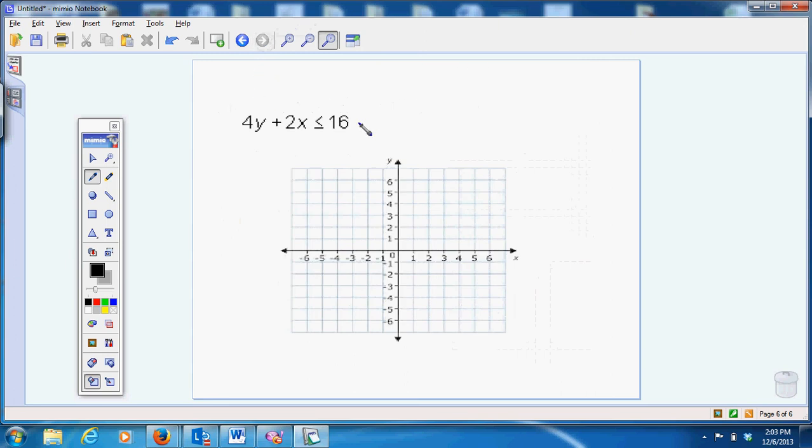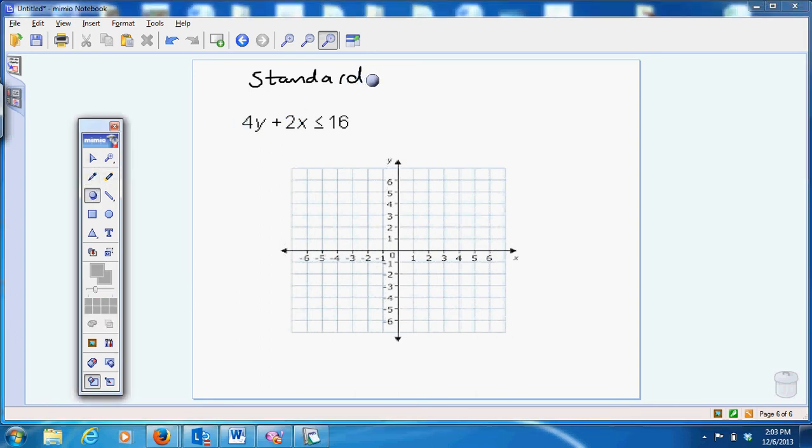Sometimes we're given an inequality in this form, which we should recall is standard form. We learned this when we were writing equations. It's almost in standard form. If my x's were to the left of y, it would be standard, but it's really close. But it's not in y equals mx plus b where it's easy to graph. So there's a couple of ways we could graph this. One, I could solve for y, and then do it the same way I did the other inequality. Or I could graph this using the intercept method.